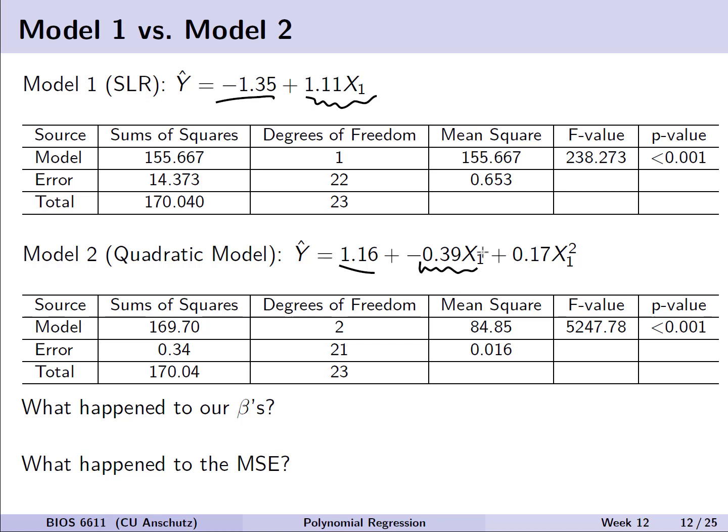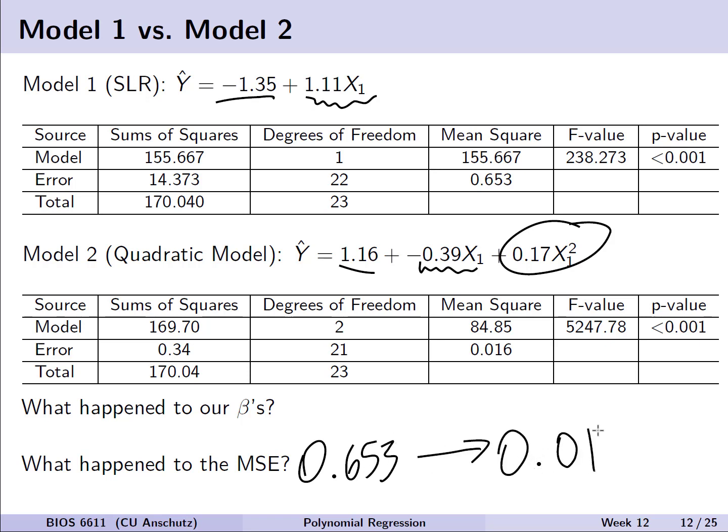And part of the reason we see such a drastic change in this case is because our x squared term, our dose squared term, is significant to improve that prediction of our model. One way we can see that is that our MSE went from 0.653 in model 1 all the way down to 0.016 for model 2. This describes a much better model fit with less variability that's unexplained by the model as we've provided it to be fit.